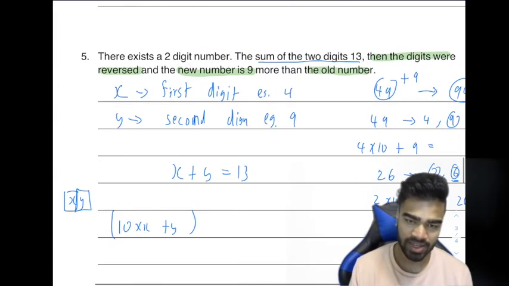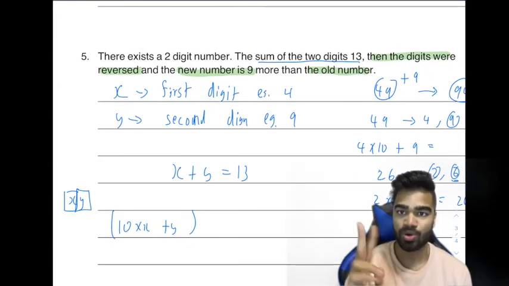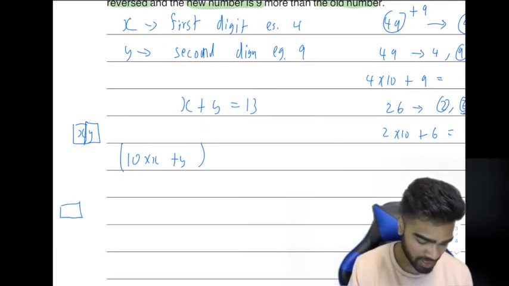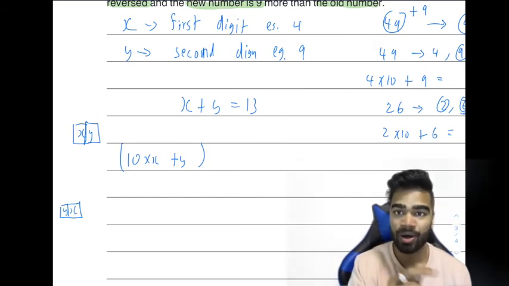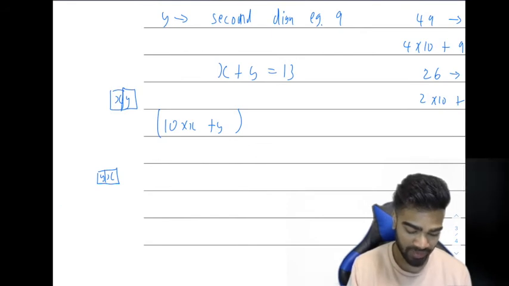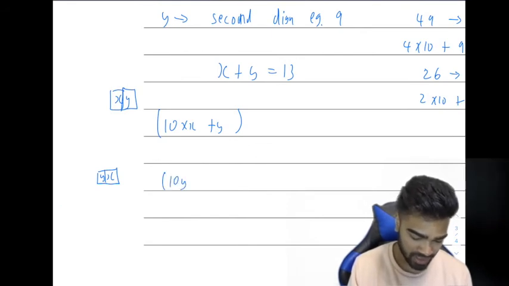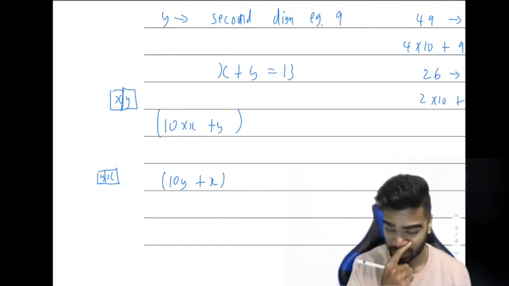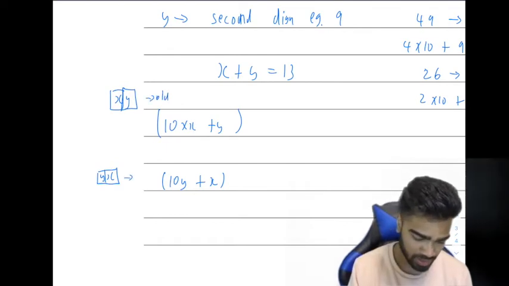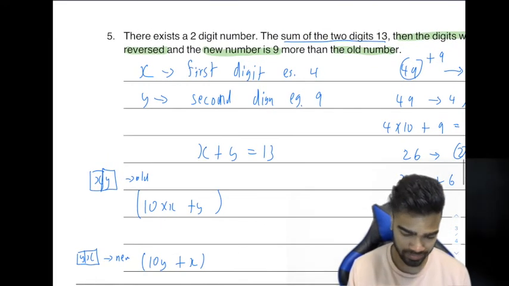Then what's the value of the second number? The second number, they said they swapped the digits around. So the new number is actually yx. Again, not y multiplied by x, no, it's yx, the number. So how do you get the value of this number? The new number is 10 times y plus x, same logic as we did before. So this is the old, this is the new. I hope you're with me so far.